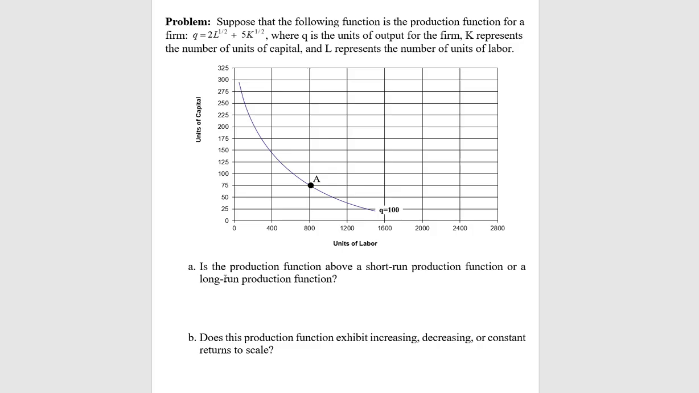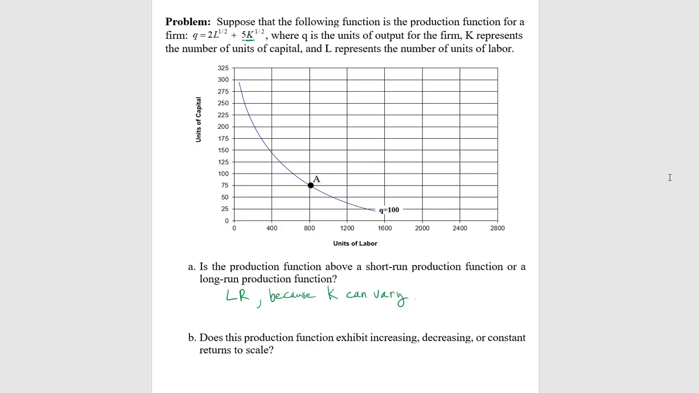To start with, a simple question, I believe: is the production function that's given above in the problem a short-run production function or a long-run production function? Well, I look at this function and I see there's a term that has capital in it. Capital is allowed to vary. We know if capital is allowed to vary, this is a long-run production function.